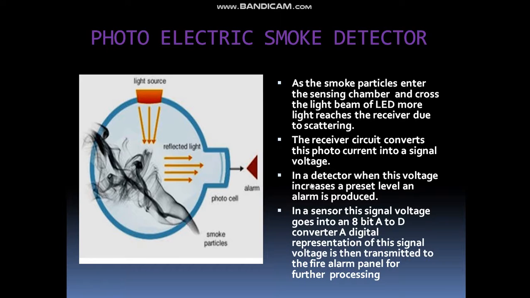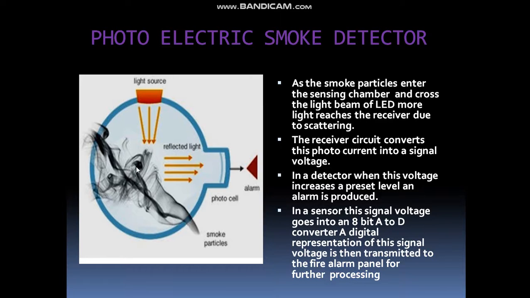In a detector, when the voltage increases beyond a preset level, the alarm is produced. Here also we preset a voltage. When there is no smoke, only the light reflected from the walls is collected, but when smoke particles are present, some light gets scattered by the smoke particles, so more light is gathered by the photocell. Then the voltage increases beyond the preset level, and the alarm is produced. So this is the principle of the photoelectric smoke detector.